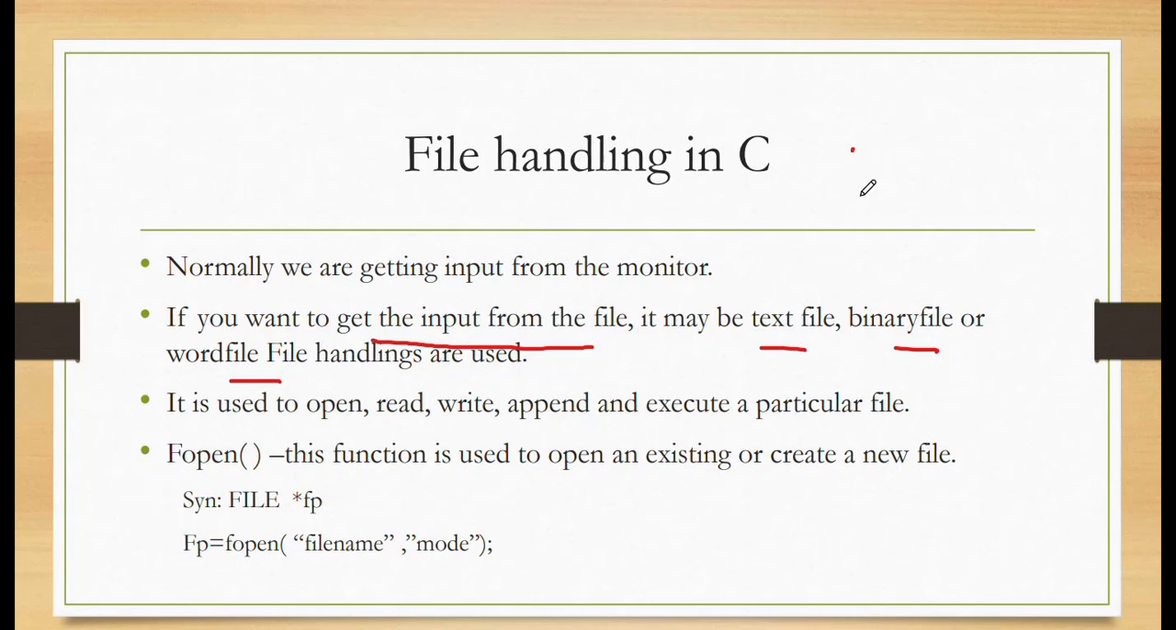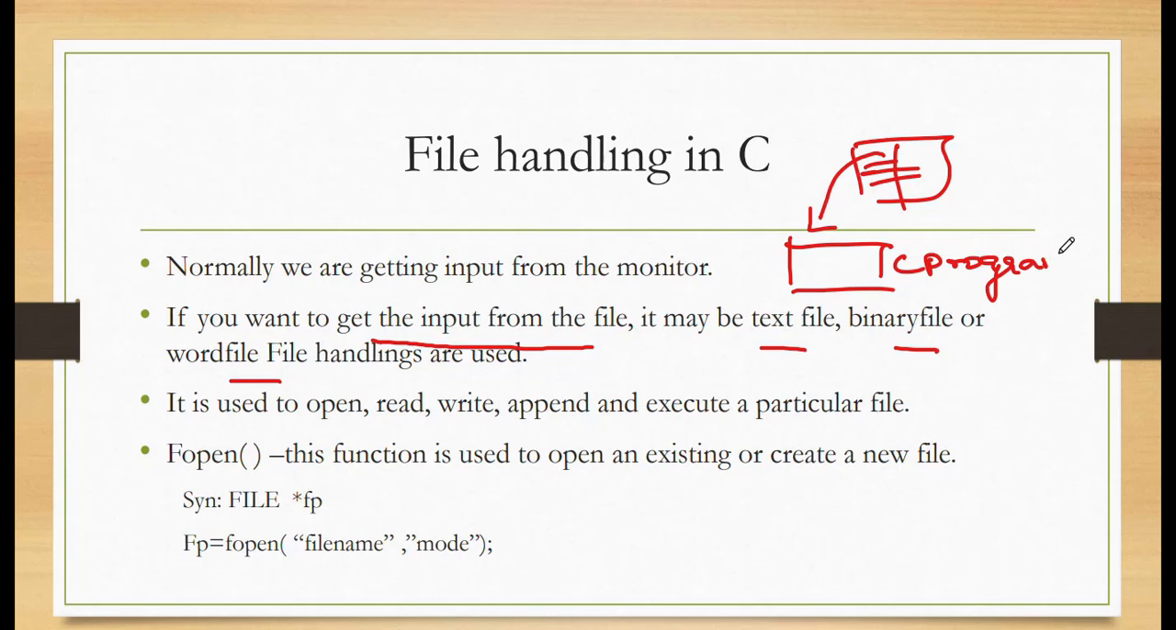So this is a Word or some Excel file. Here some set of data are there, 1, 2, 3, thousands of data. Now I want to manipulate this input in my C program. So I am inputting this file into my C program. That is called file handling in C.